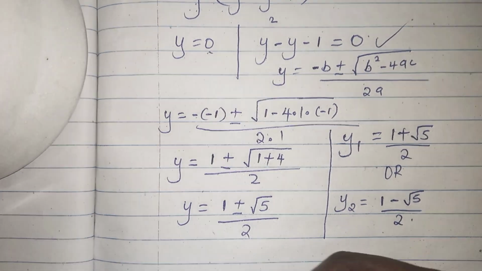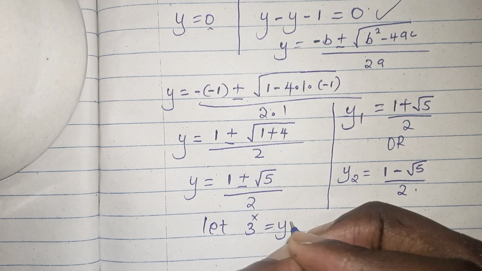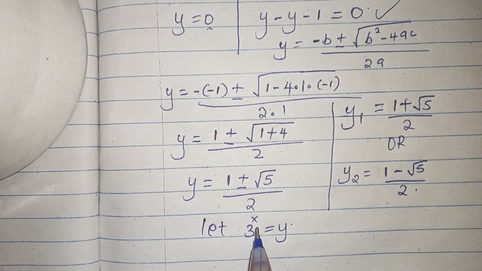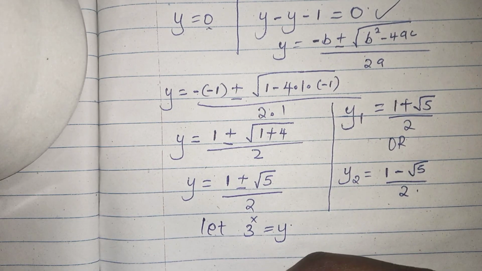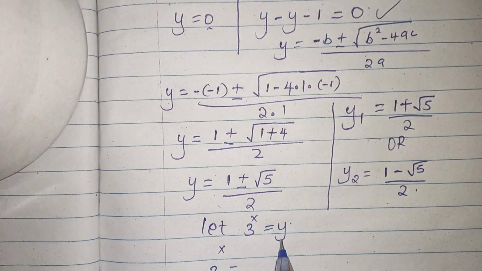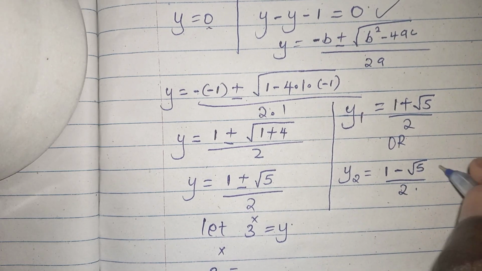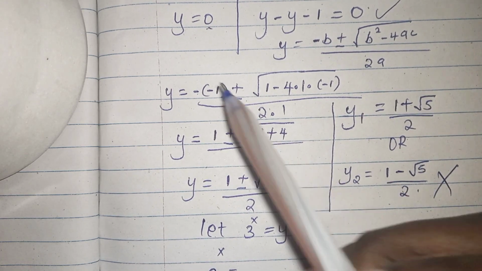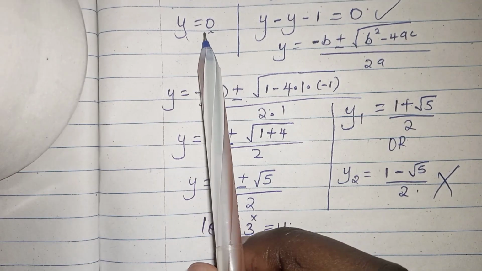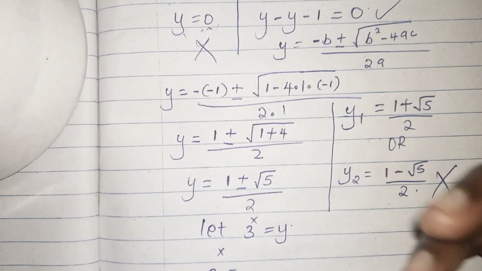Earlier on, we had said let 3 to the power of x is equal to y. So we want now to get the value of x. So 3 to the power of x is equal to y, so y should be positive. So this will give us negative, so we shall reject this. And y cannot be equal to 0, so we are going to reject this. This will not give us a solution.